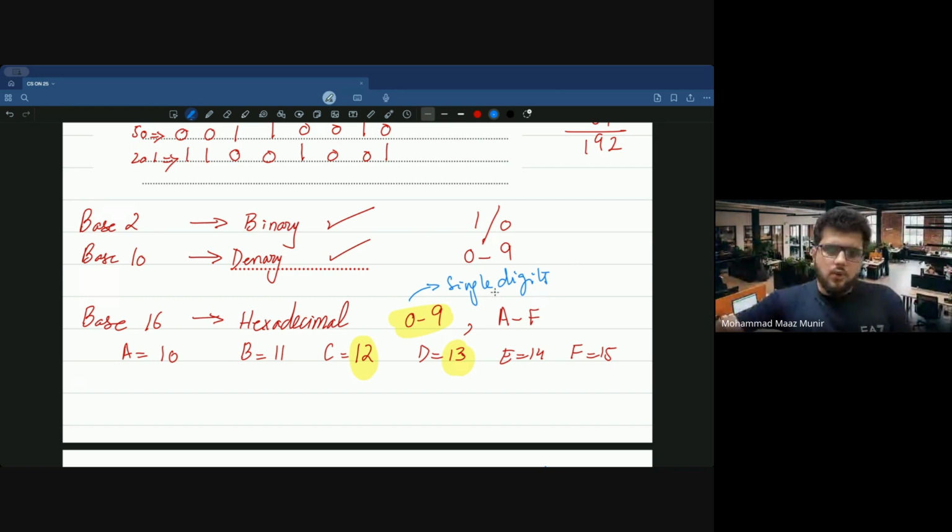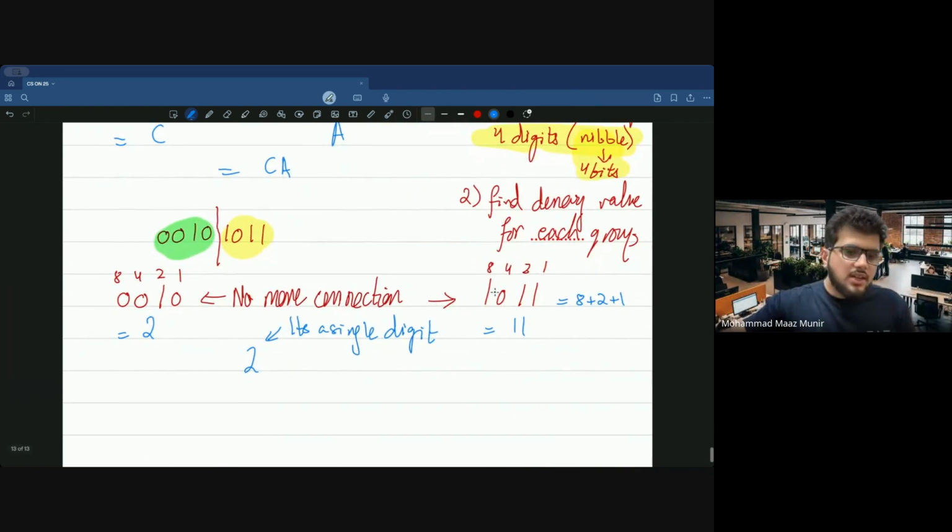Why have we not taken 4? We didn't take 4 because we broke the group, right? So we have 0010. Now the 1 is turned on at a slot where we have the value 2.